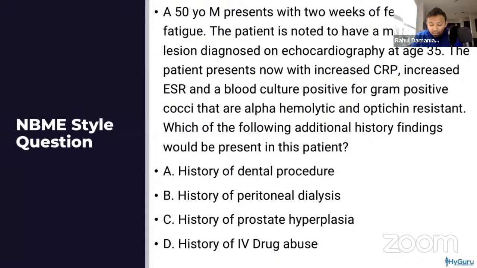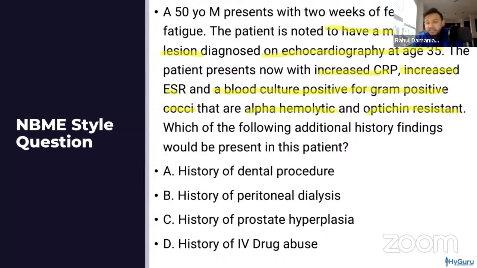A 50-year-old male presents with 2 weeks of fever and fatigue. The patient is noted to have a mitral valve lesion diagnosed on echocardiography at age 35. The patient presents now with increased CRP, increased ESR, and a blood culture positive for gram-positive cocci that are alpha hemolytic and optochin resistant.